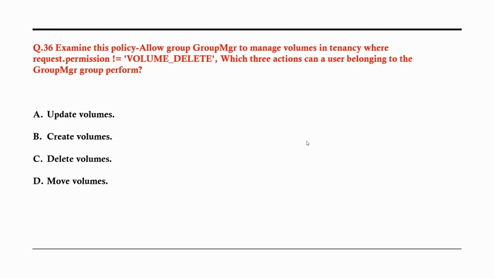Question 36. Examine this policy: Allow group manager to manage volumes in tenancy where request.permission != VOLUME_DELETE. The exclamation equals means it is not volume delete. Which three actions can a user belonging to the manager group perform? If it is not allowing delete, then you can update, create, and move. Hence the correct answer is A, B, and D.